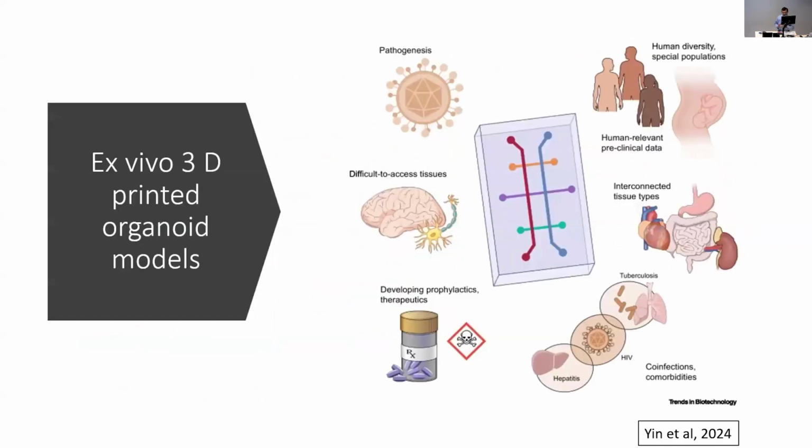Now, the new kid on the block is literally the organ-on-a-chip model, which is an ex vivo 3D printed organoid model. It involves using CRISPR technology. We could use induced pluripotent stem cells to direct the development of an organ on a chip, which allows understanding of drug disease pathogenesis as well as the effect of different pharmacotherapeutic agents, especially when it comes to difficult-to-access tissues such as lung, liver, brain, and heart in particular.